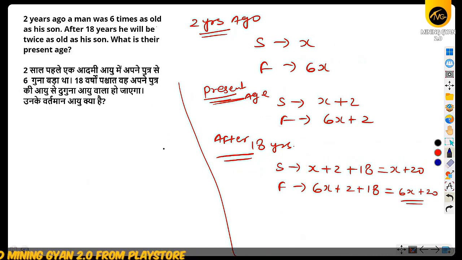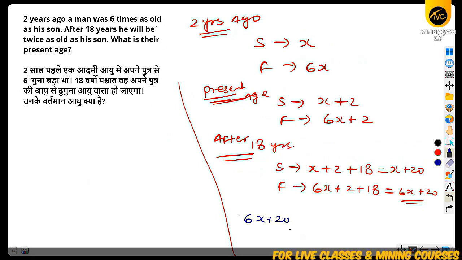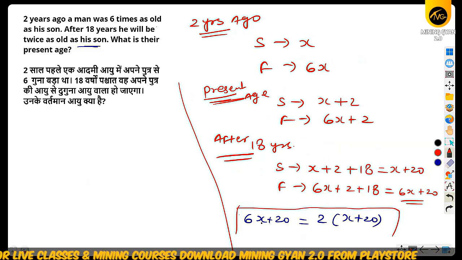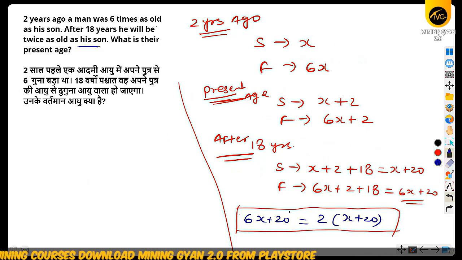Okay? Now what is the logic? After 18 years he will be twice as old as his son. So suppose this is father's age, 6x plus 20, and it is equal to twice as old as his son, 2 into x plus 20. Now this is the logical portion. This is father's age and this is son's age. Just find out the value of x and you will get the answer.